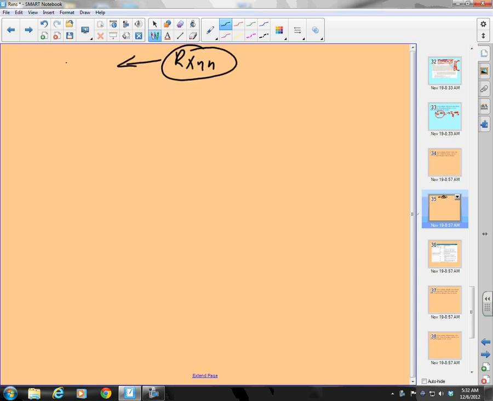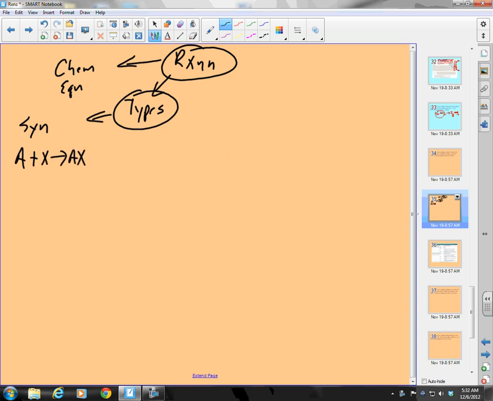We talked a little bit about chemical equations, which are representations of reactions, and we talked about types of chemical reactions. The first type we talked about was a synthesis, and we said that is A plus X yields AX. That's the general form, and there are 5 types of synthesis reactions that we want to learn. And then there's decomposition, and we said decomposition is essentially the opposite of synthesis. So the general form is AX yields A plus X.